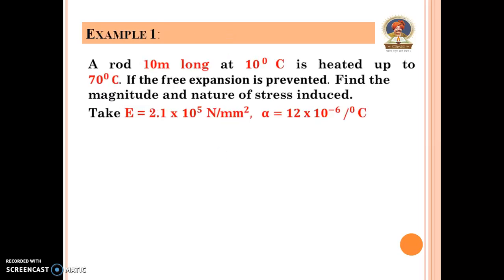Now, example: a rod 10 meter long at 10 degrees Celsius is heated up to 70 degrees Celsius. If the free expansion is prevented, find the magnitude and nature of stress induced. Take E equal to 2.1 into 10 raised to 5 Newton per mm square and alpha equal to 12 into 10 raised to minus 6 per degree Celsius.